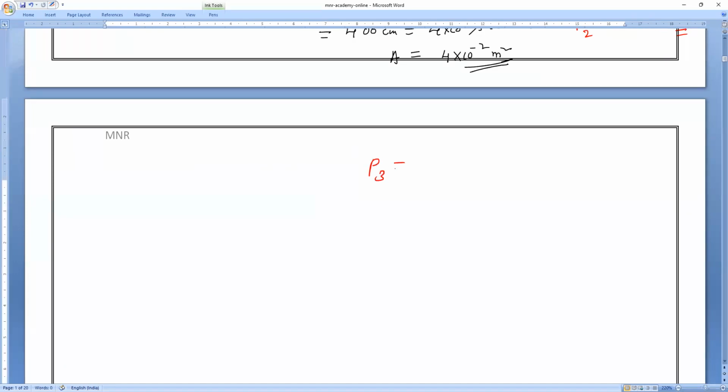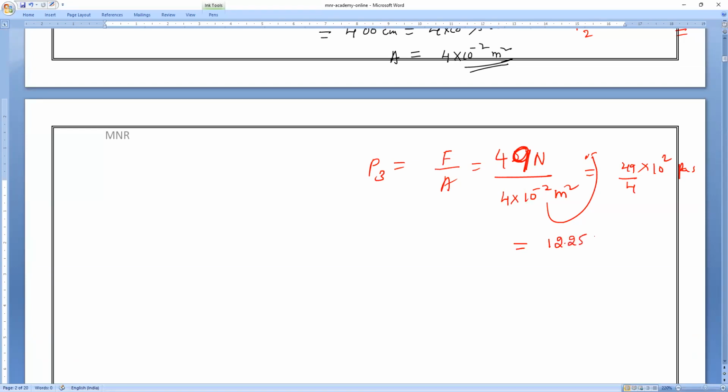Pressure in the third case equals again force by area. Force is 49 newtons divided by area, which is 4 into 10 power minus 2 square meter, which equals, 10 power minus 2 will go up, it becomes 10 power 2. So 49 divided by 4. Make it fast and tell me. It is 12.25 into 10 power 2 Pascal, which equals 1225 Pascal. Any problem, anybody you can ask.